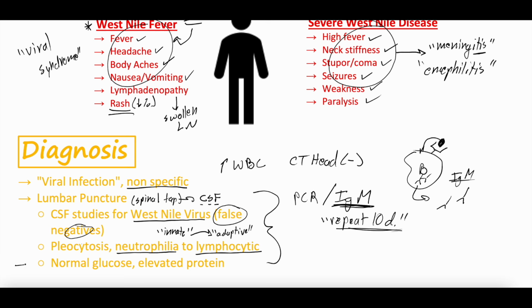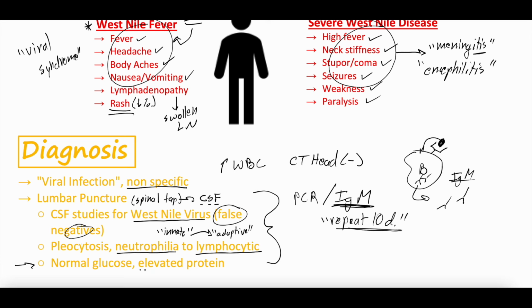Viral infections in general often lead to a normal glucose in the CSF, so that's the sugar in the cerebrospinal fluid, whereas if there's a bacteria, this is a virus, West Nile virus. If there's a bacteria, let's say you had streptococcal meningitis, that glucose is usually low because those bacteria use up the glucose, whereas viruses don't use up glucose.